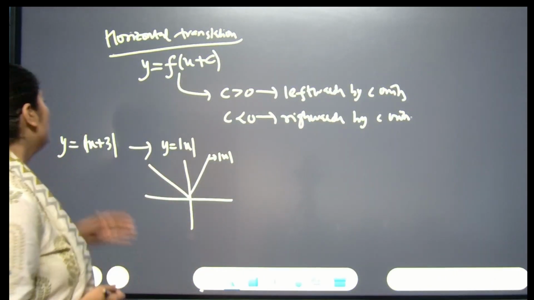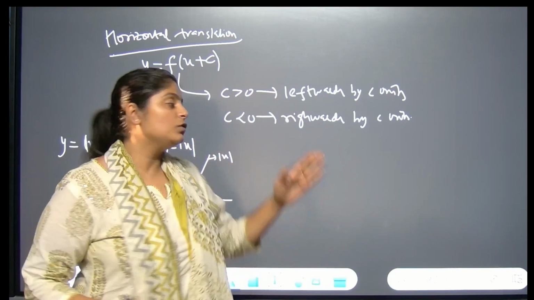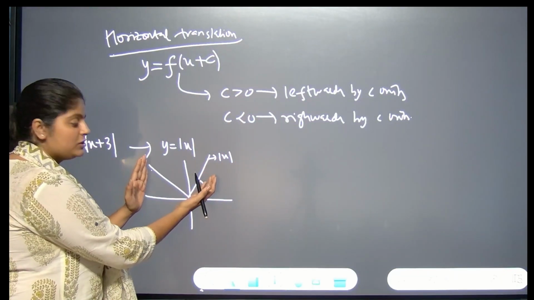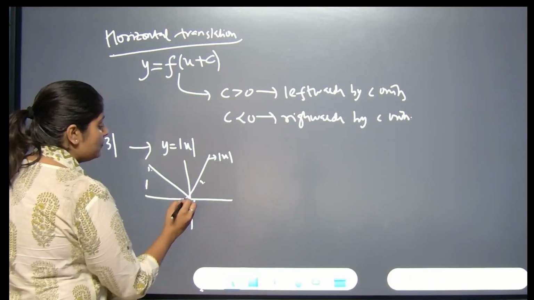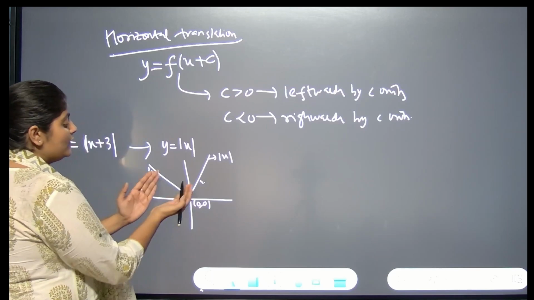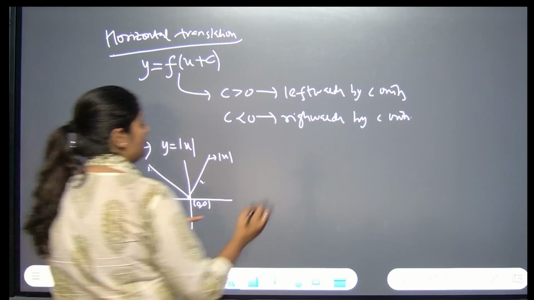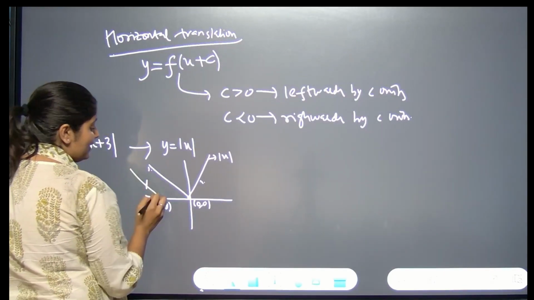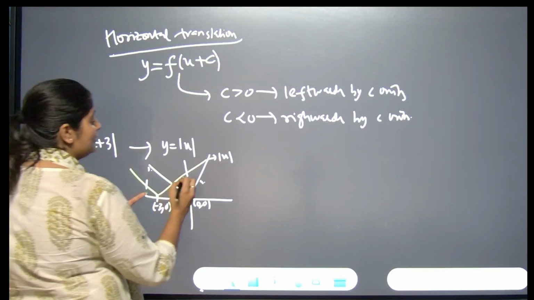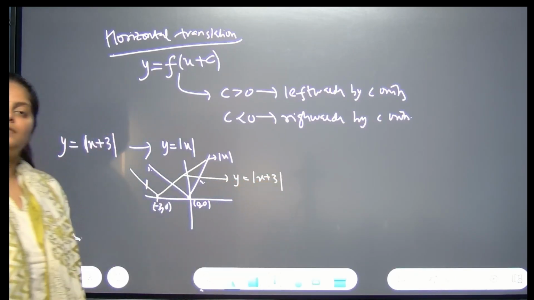So what would y equals mod x plus 3 look like? Here c is greater than 0. So this original graph would shift leftward by 3 units. The vertex is here at 0 comma 0. When it shifts by 3 units, this would become minus 3 comma 0. So we'll make the transformed graph, and it would look like this. So this would be the graph of y equals mod x plus 3.